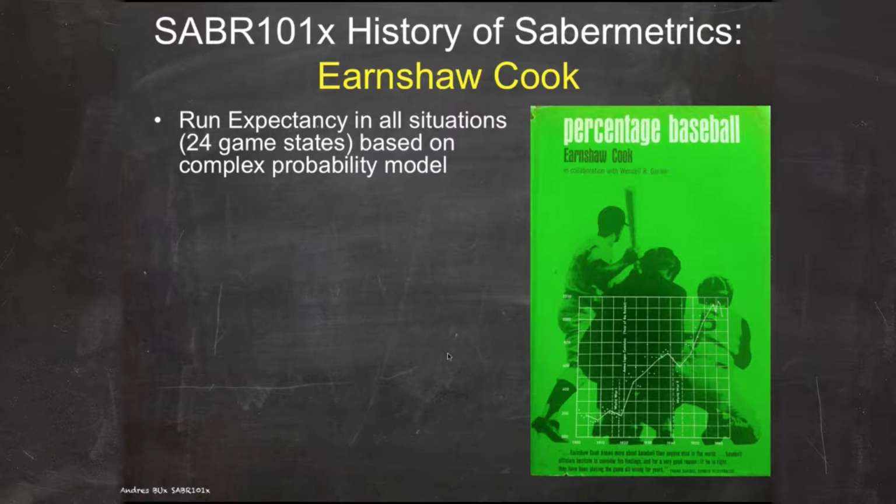The other thing Cook offers is probability of run scoring in each of the 24 game states. The three potential out states are 0, 1, or 2 outs. And this is multiplied by 8 different base states, the runners on base. There can be no one on base, and I'm going to represent that by 3 dashes.